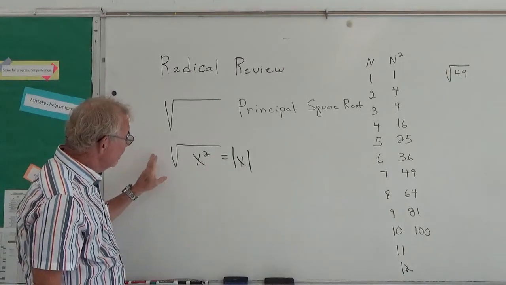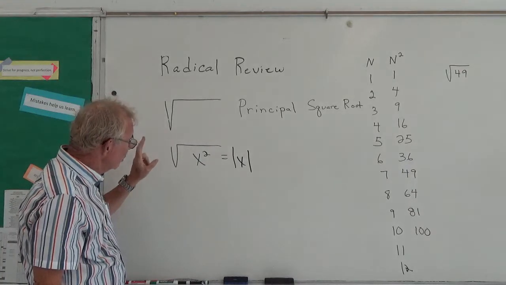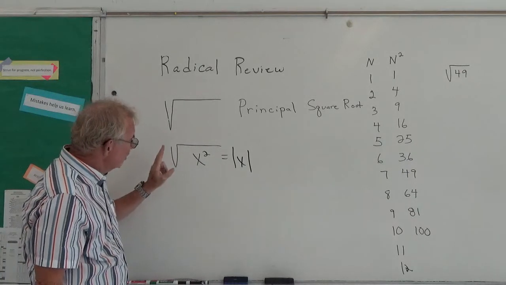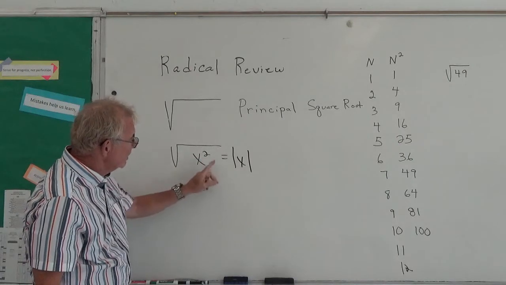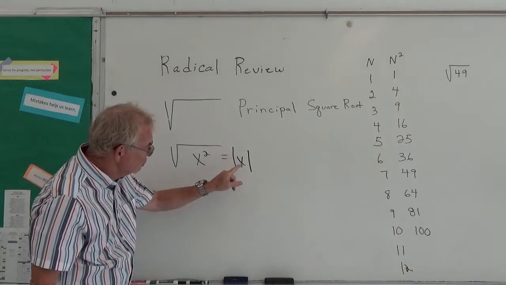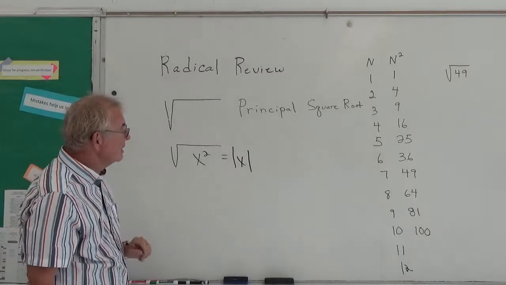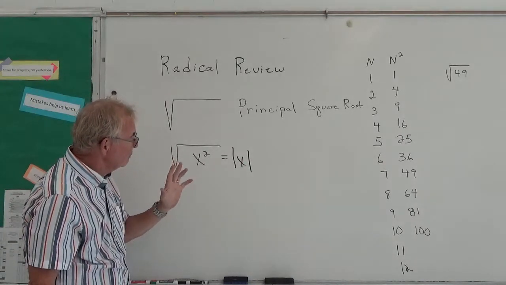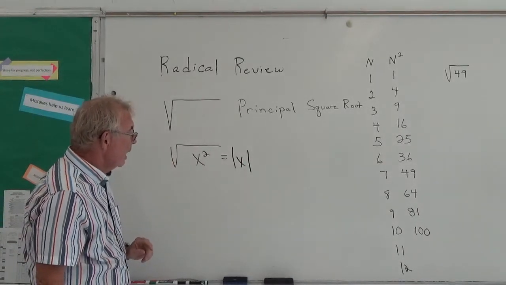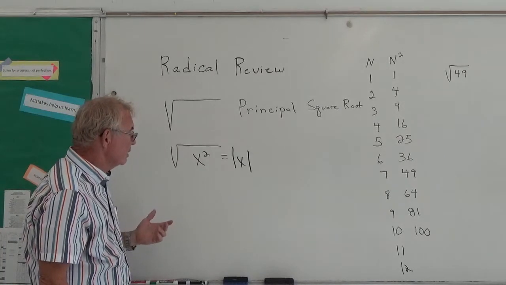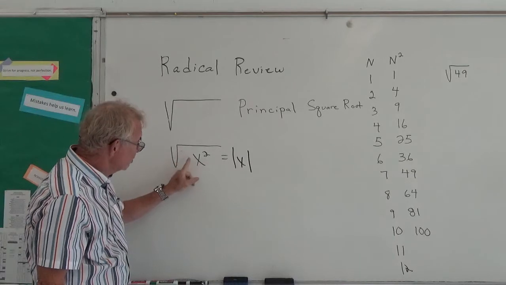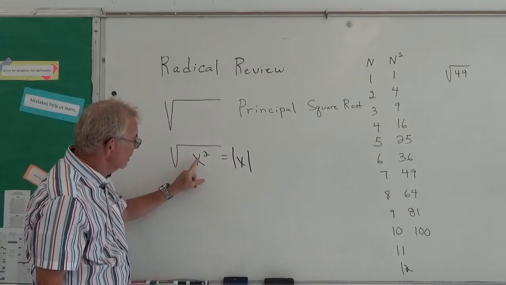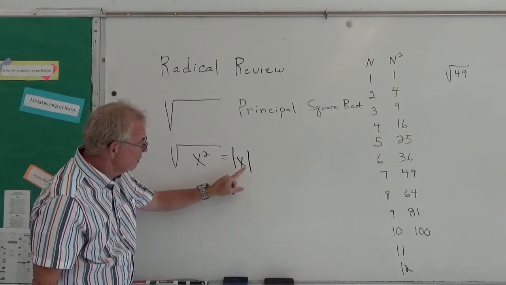So this is something I want you to understand. The principal square root of x squared is the absolute value of x. That gets you away from the negative numbers. I know a lot of questions on standardized tests will try to catch you on this. The principal square root of x squared is the absolute value of x.